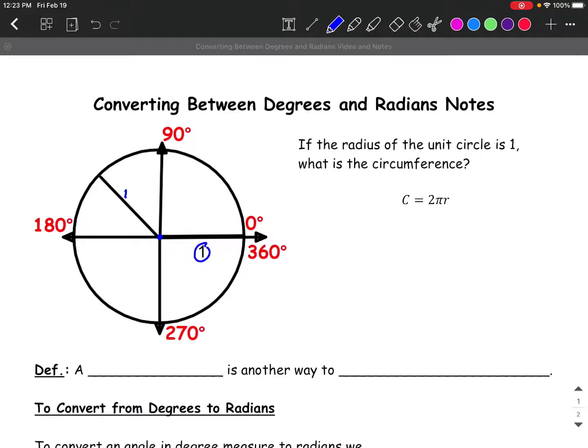Now, we know that when we rotate around, we start with 0 degrees, then 90 degrees, 180 degrees, 270 degrees, and all the way around back to the beginning is 360 degrees.